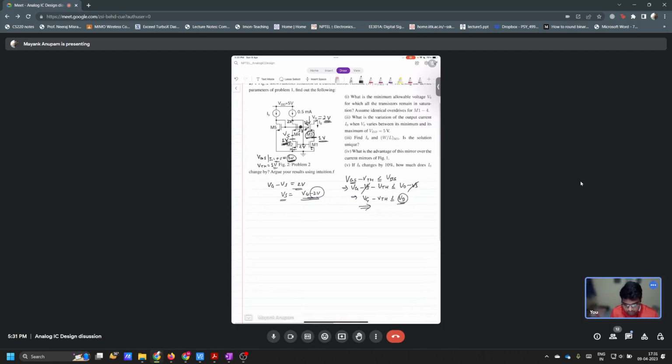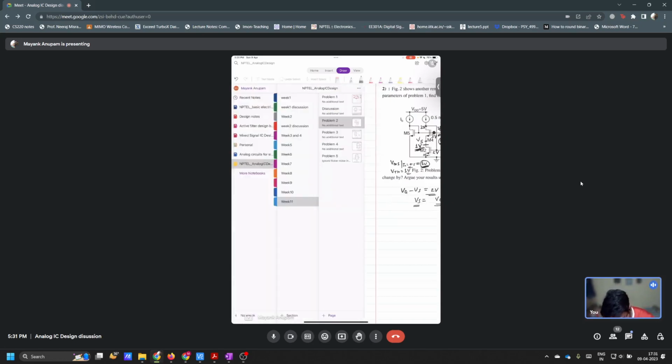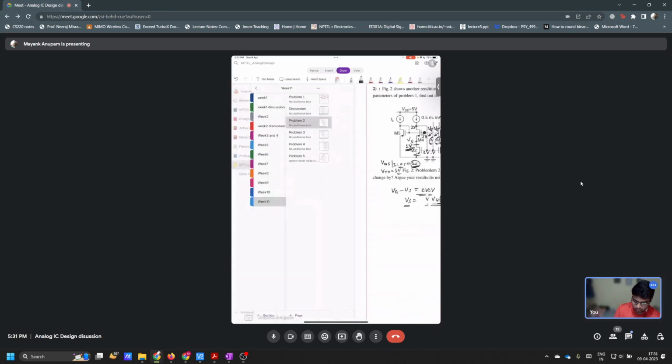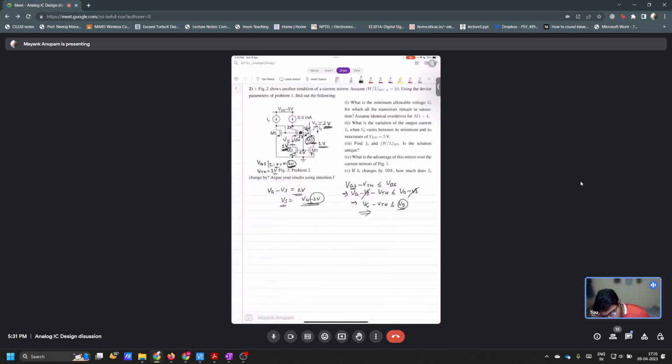So clearly, in the earlier case, you remember, the minimum voltage that this could take was 3 volts, but here the minimum voltage is 2 volts, right?